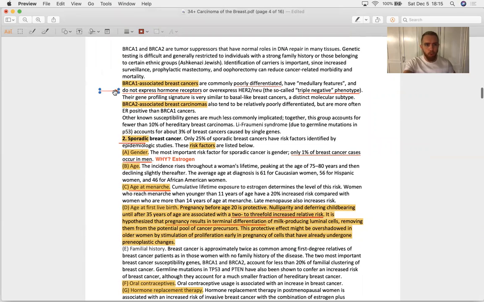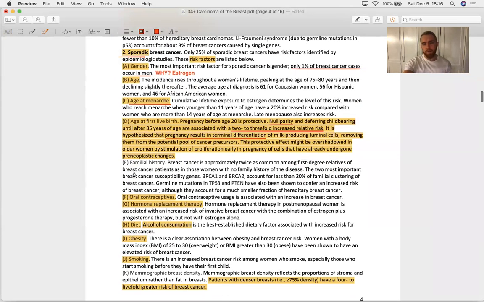This is pretty important to me. BRCA1 familial breast cancers do not express hormone receptors. They are very commonly what we call triple negative, the three receptors that we care about: estrogen, progesterone, HER2 neu. So BRCA1 breast cancers very commonly are naked on the surface. They don't show any of those receptors. That means that we have a tough time targeting these things with biologics.